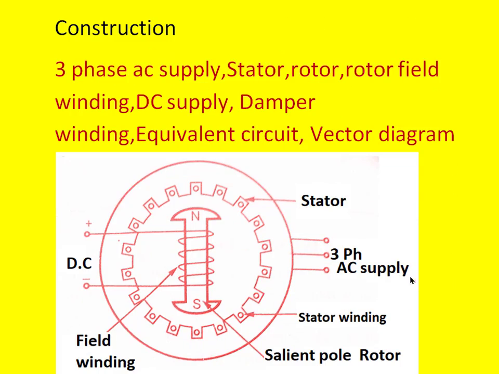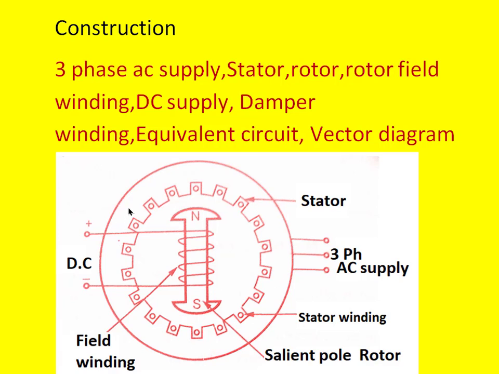When it comes to the construction, a synchronous motor has two major parts. One is called the stator, which is stationary, and it carries the three-phase winding, and it is supplied by a three-phase balanced AC supply like this. This is the stator, and these are the stator slots.